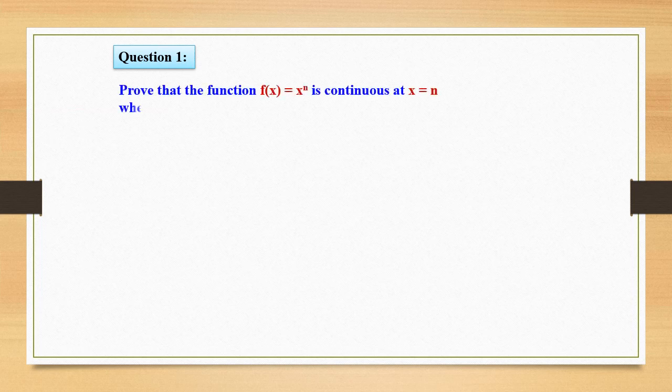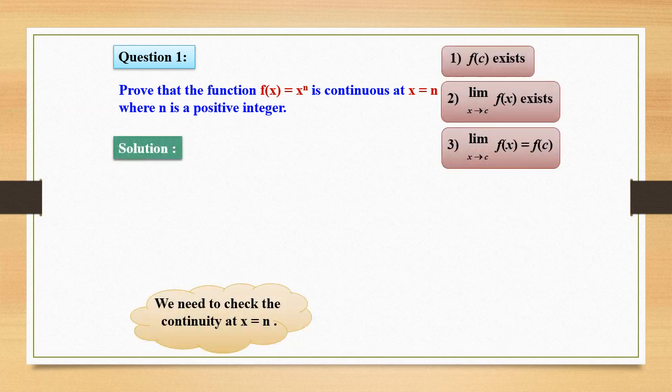Prove that the function f of x is equal to x raised to n is continuous at x is equal to n, where n is a positive integer. So first we will consider the given function f of x. So we are replacing x with n. So we get f of n is equal to n raised to n, which is well defined.